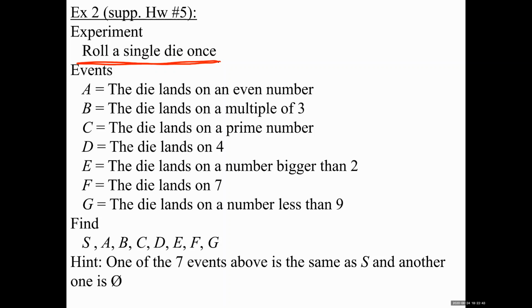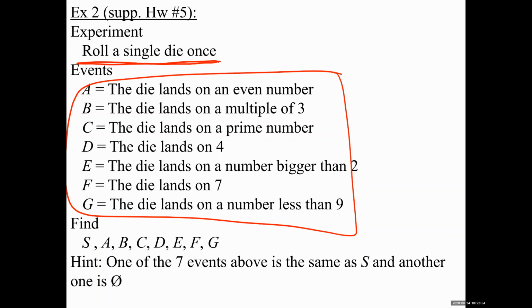You know what I'm talking about? Dice, but we have one only. Okay, so it's called a die when you have one only. So we're going to roll a die one time, and I'm going to ask you some questions. So we have a bunch of events again over here. I'm asking you to find them all. So let's go ahead and do it.